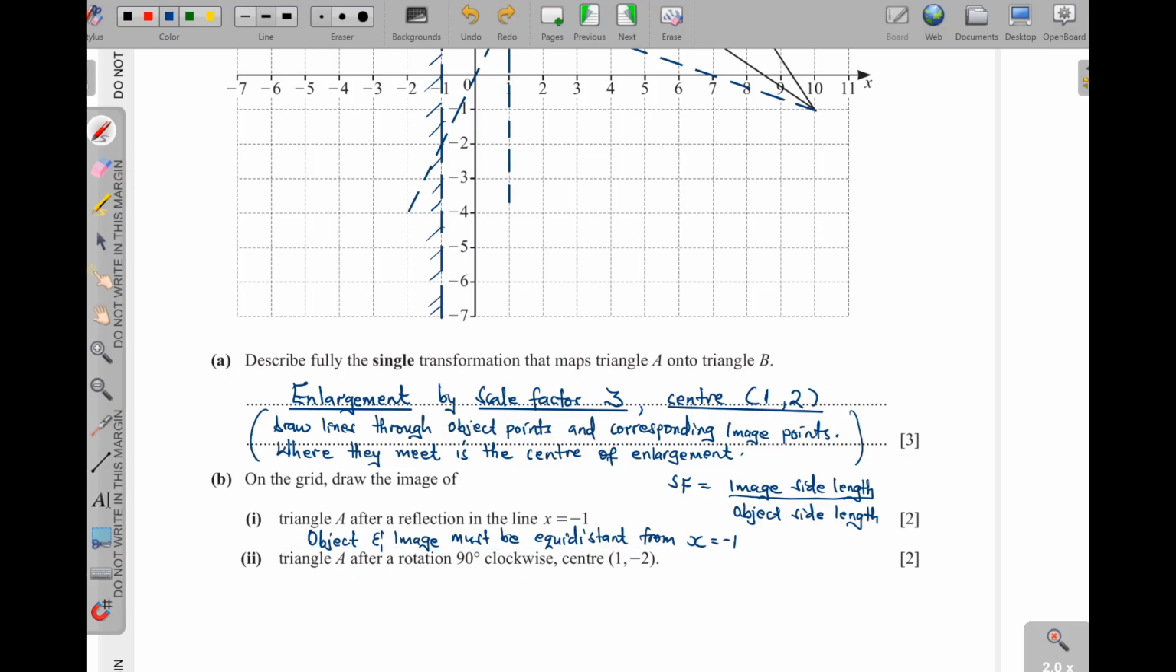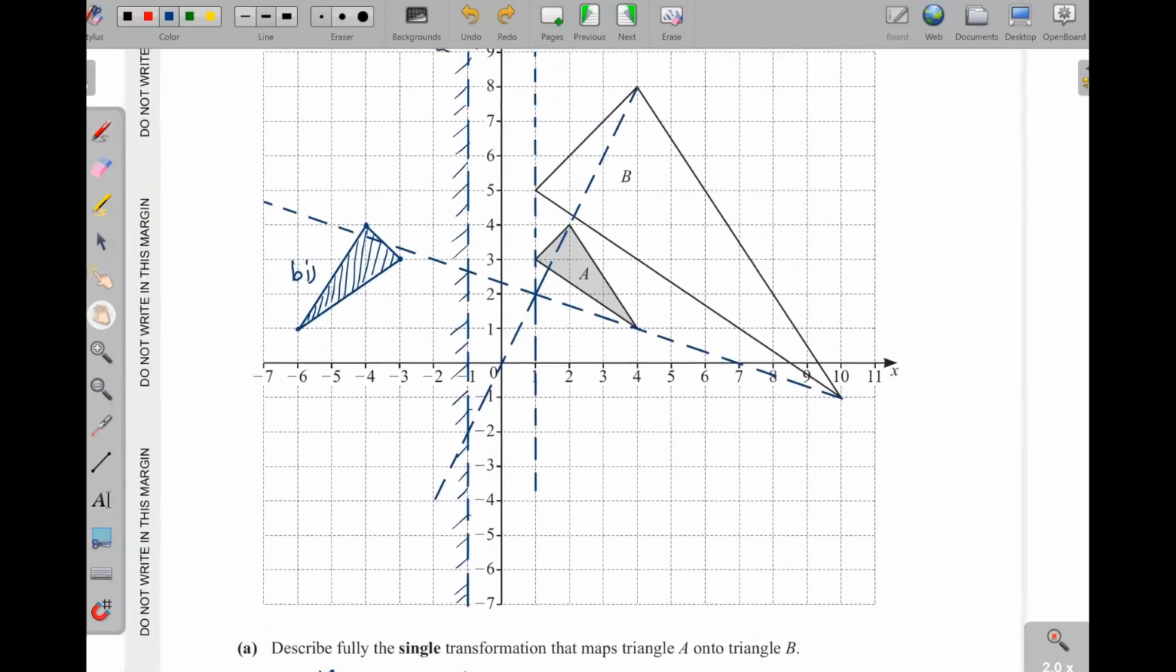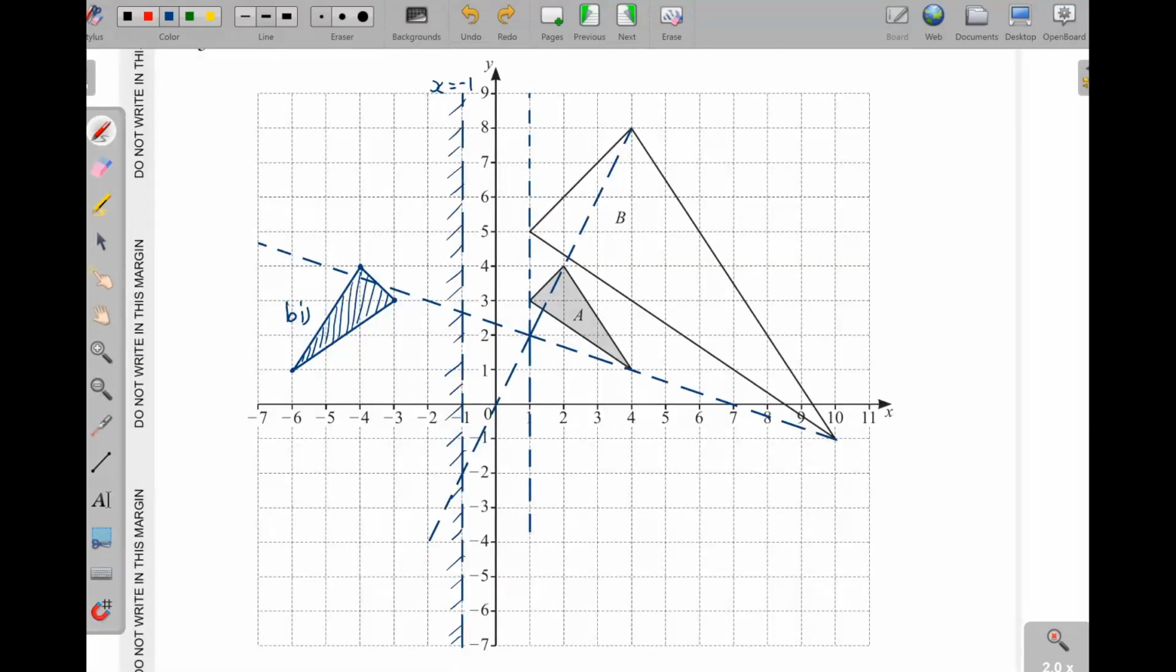You see this is rotation. So when you are describing, you say rotation through 90 degrees clockwise, center. You remember this description? Now this is what we are supposed to do here. Now to draw. They have described for us, so we are supposed to do. So look for that point 1, -2. Where is 1, -2? 1, -2 is here. Mark that point, this one here.